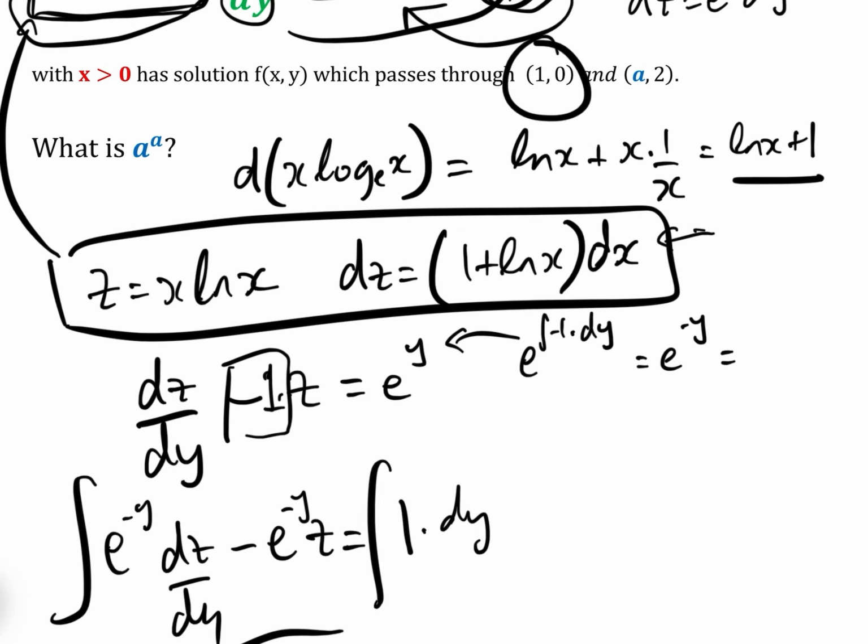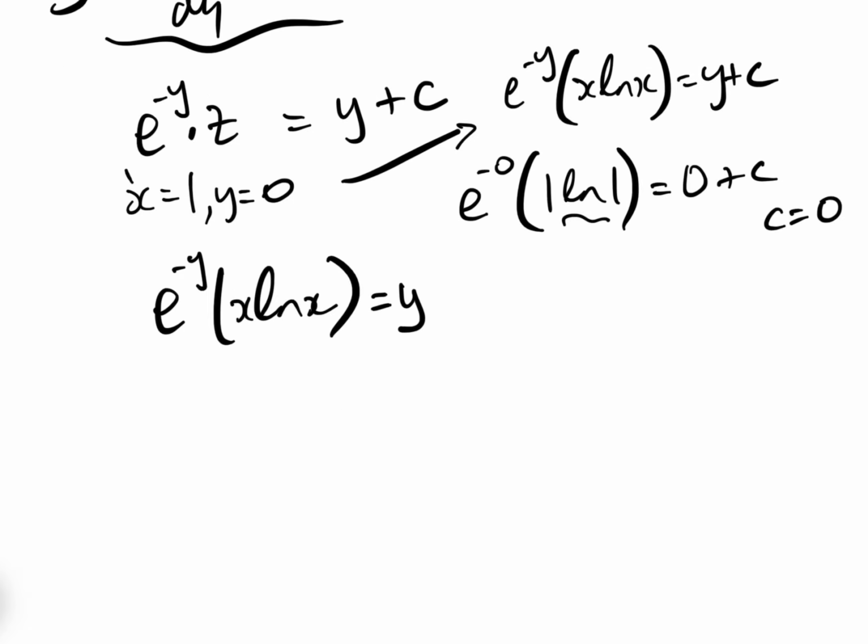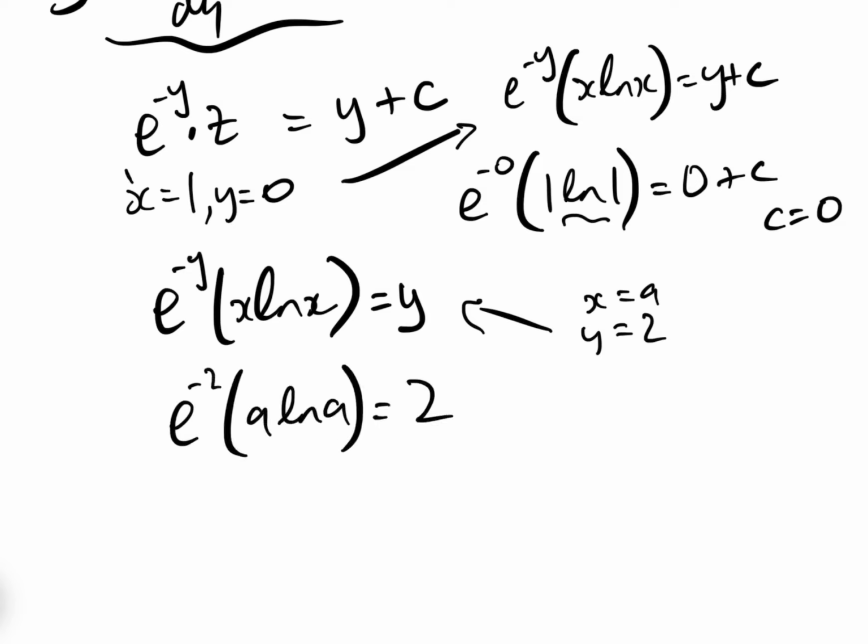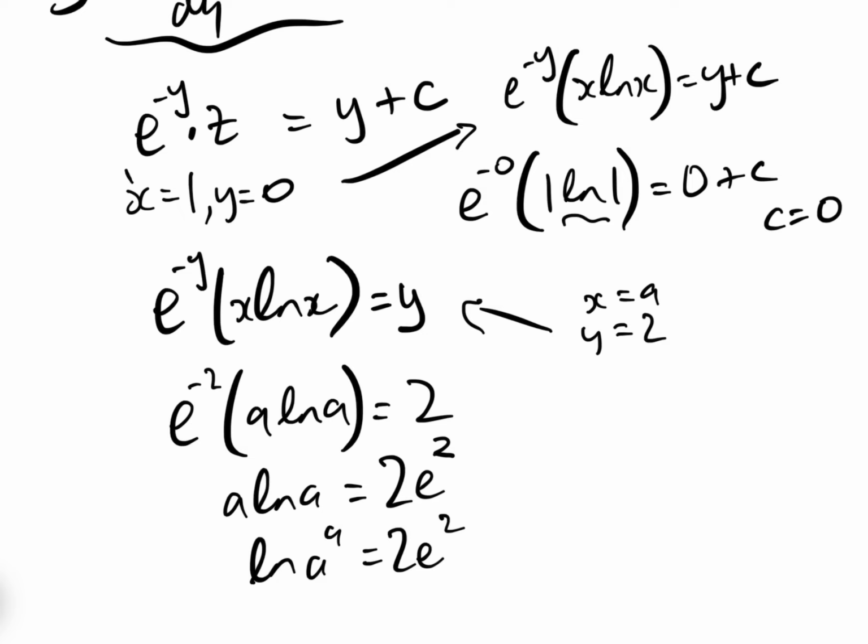And then the question asks us, it passes through a, 2, what is a to the power of a? Okay, so when x equals a, y equals 2, so let's stick those two in here. We get e to the minus 2, a log a equals 2, i.e. a log a equals 2e squared. So therefore log a to the a equals 2e squared, and therefore a to the a equals e to the power of 2e squared. And that's the answer to that one.